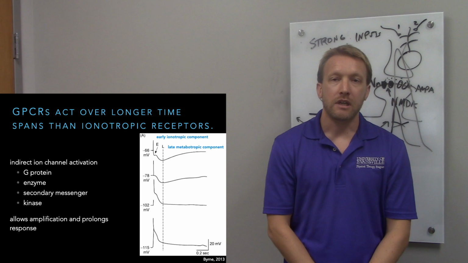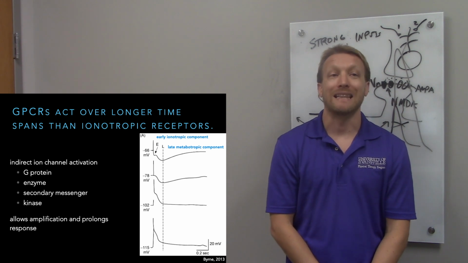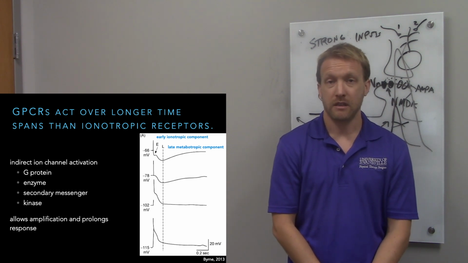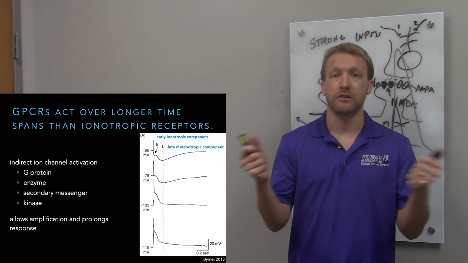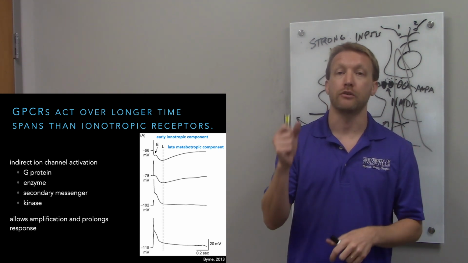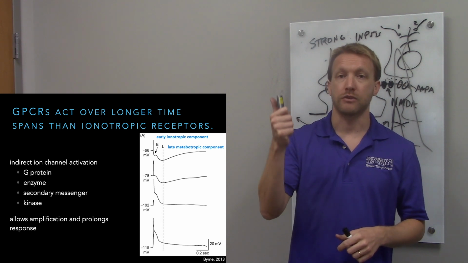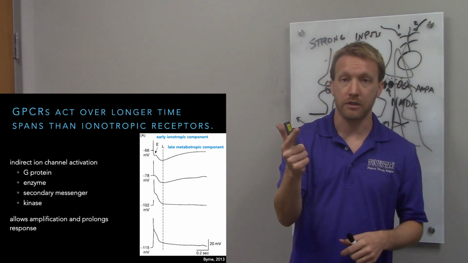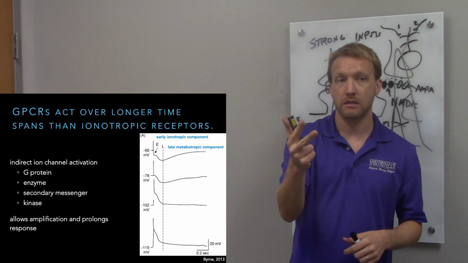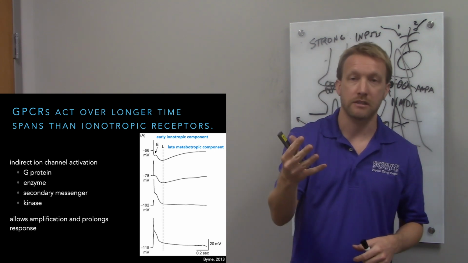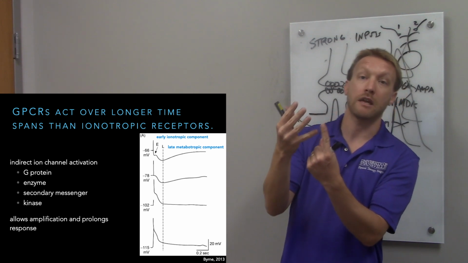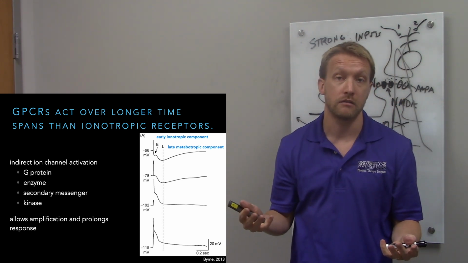So the G protein coupled receptors are responsible for that late current. And that's because there's just some additional steps. It's not neurotransmitter binds, ion channel opens. No, neurotransmitter binds, receptor puts GTP onto the G protein, alpha subunit dissociates, and then turns on an enzyme that makes a secondary messenger that activates a kinase, and maybe that kinase acts on an ion channel.